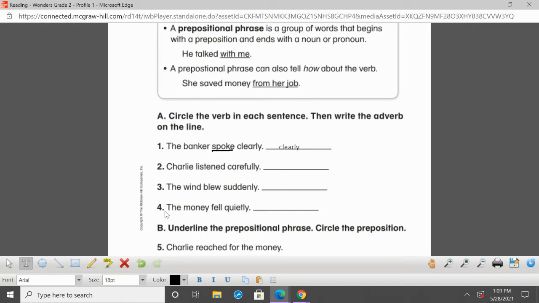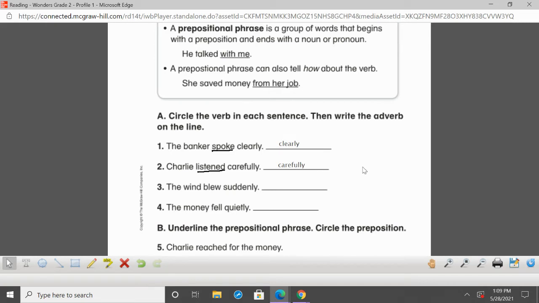Number 2, Charlie listened carefully. Well, my verb here is listened. And how did Charlie listen? He listened carefully. So my adverb here is carefully, because that's describing the verb listened. That's describing how Charlie listened.